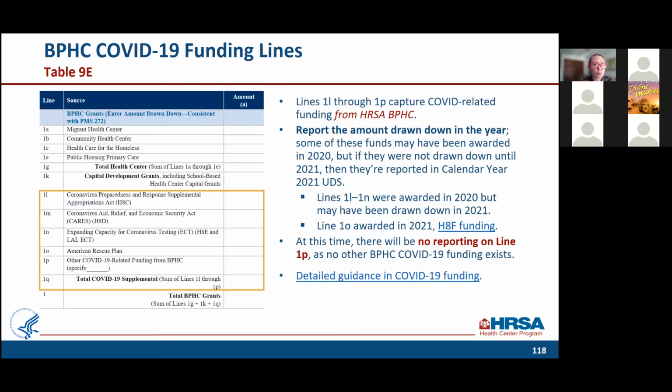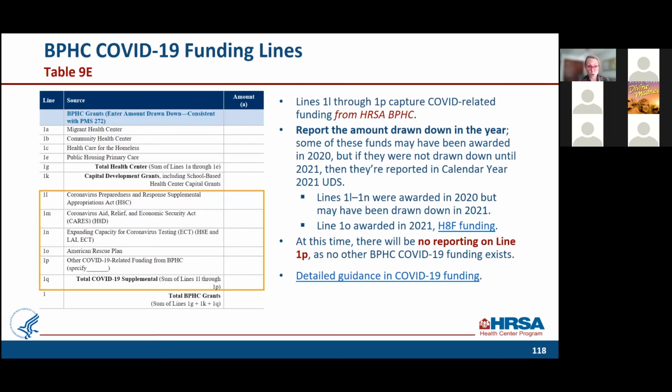So let's get into the COVID part of the Bureau of Primary Health Care grants. It's important for each and every health center to do their due diligence to report this section correctly, as many reports were sent back for incorrect reporting last year. Note that these lines only include funding from HRSA's Bureau of Primary Health Care. No money from HRSA HAB, FCC, USDA should be reported in lines 1L through 1Q.